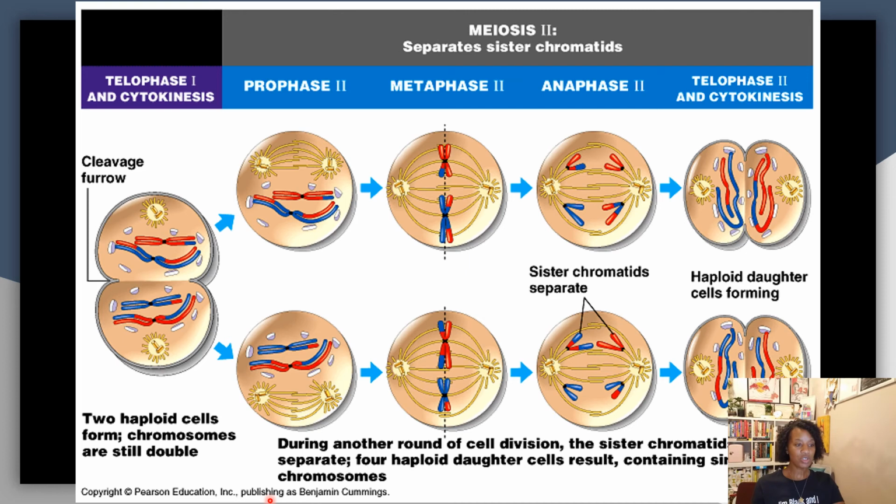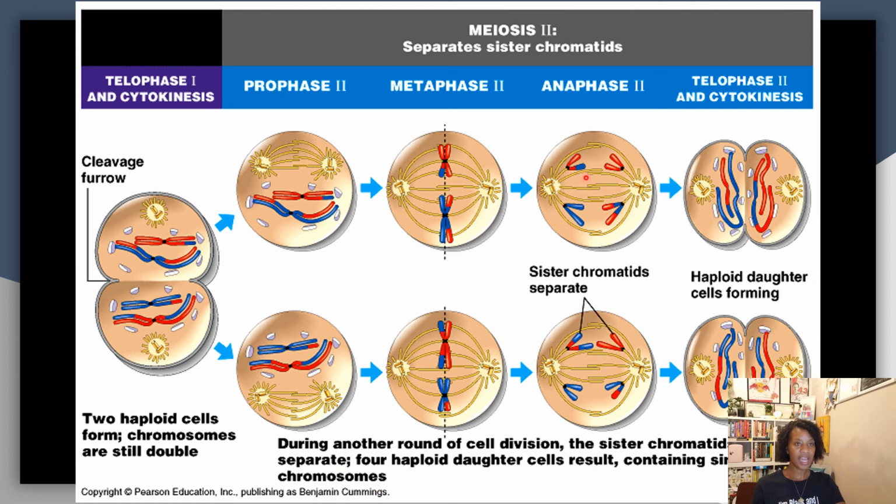Now meiosis 2 looks exactly like mitosis. In prophase 2, the nuclear envelope that just formed at the creation of these 2 daughter cells at the end of meiosis 1 breaks down, and the chromosomes, if they had a chance to decondense, condense again. In metaphase 2, the chromosomes line up along the metaphase plate or the middle of the cell.